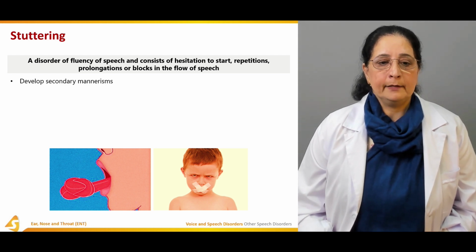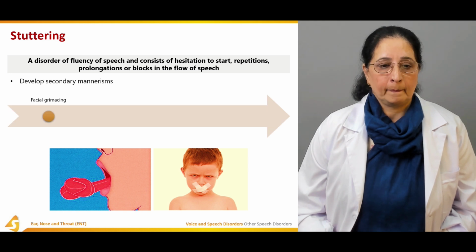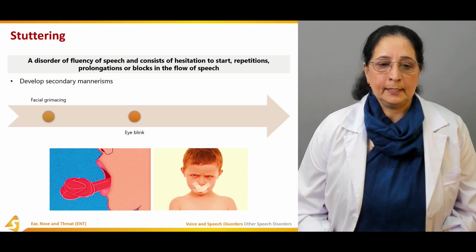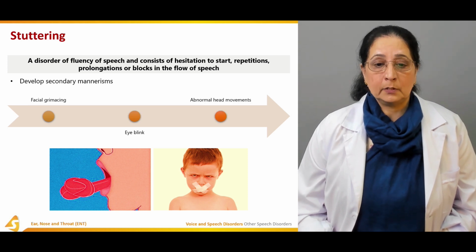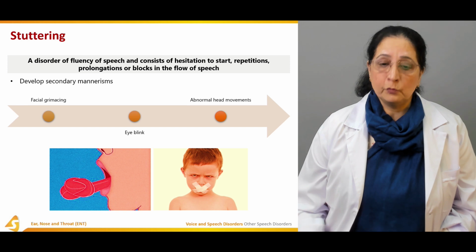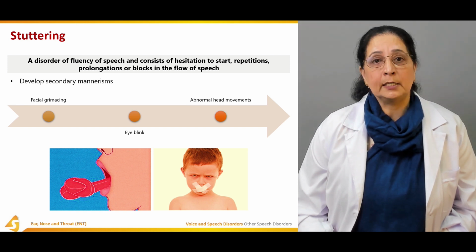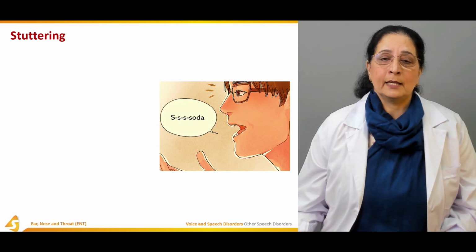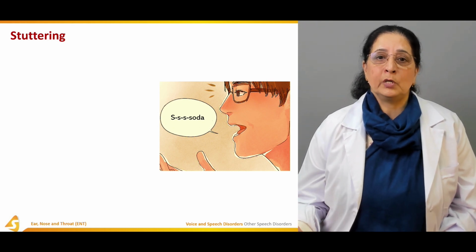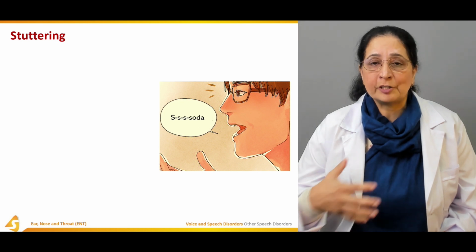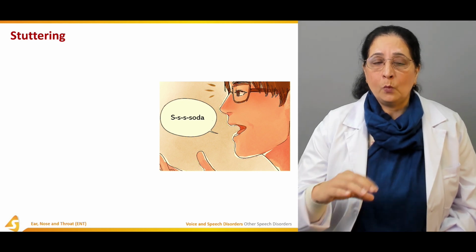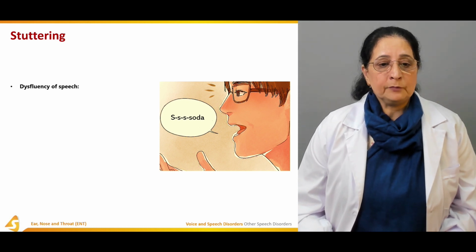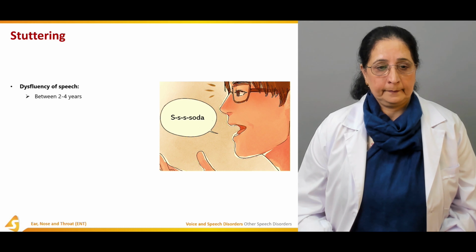They develop secondary mannerisms. Facial grimacing is also present with stuttering. Eye blinks are also present. Abnormal head movements are also associated with stuttering. Like a lot of people, simply for saying soda, they need several attempts, so that's stuttering. They cannot speak in one regular straight pattern. They stutter. Disfluency of speech.